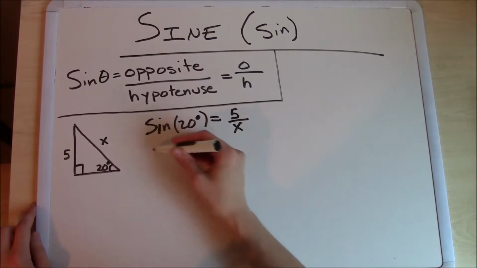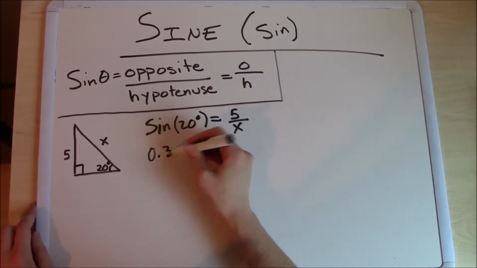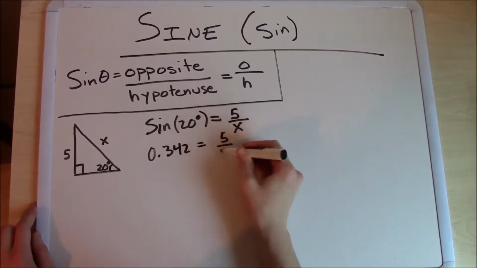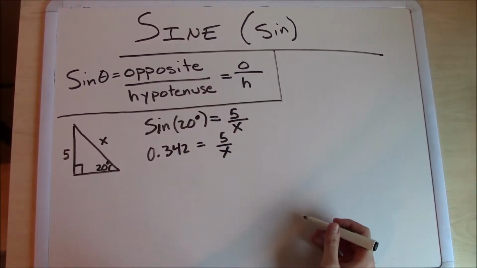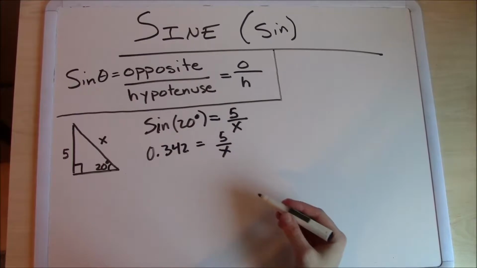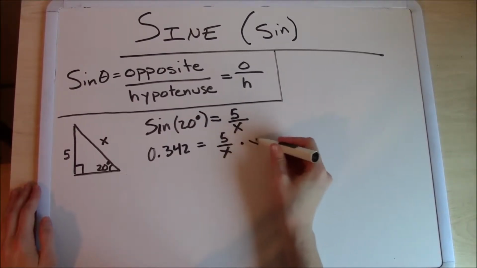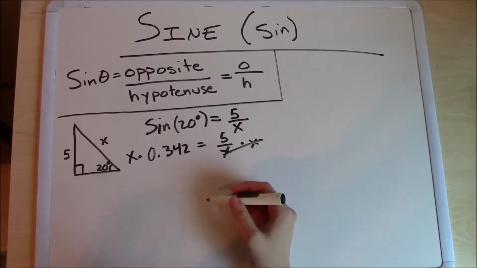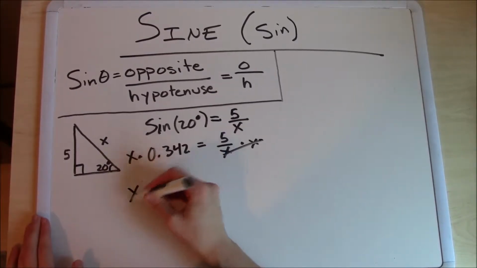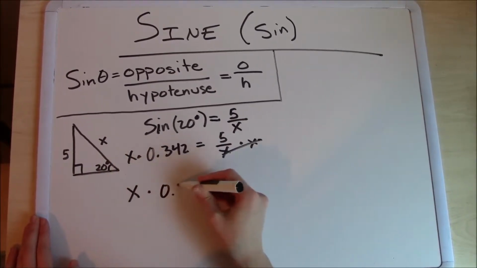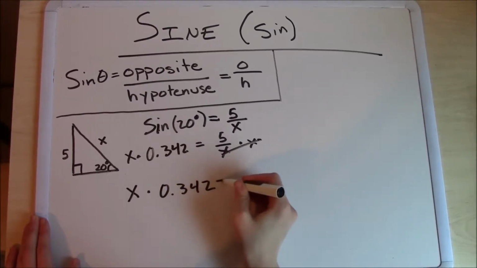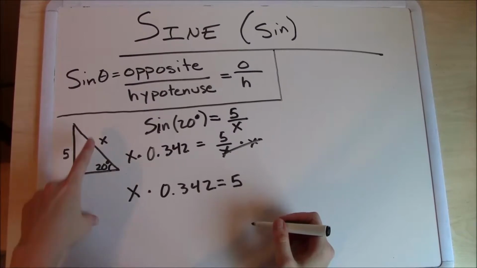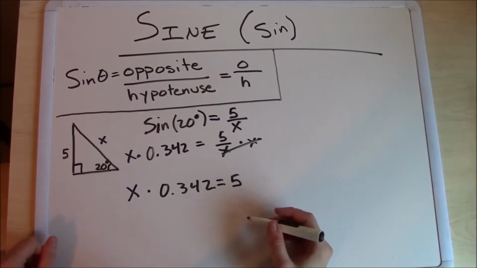For this one, 0.342. Copy the other side down. Awesome. So now we want to get rid of this x. To get rid of the x, we're going to times x by both sides. Those are going to cancel. So then you're going to be left with x times 0.342 equals 5.